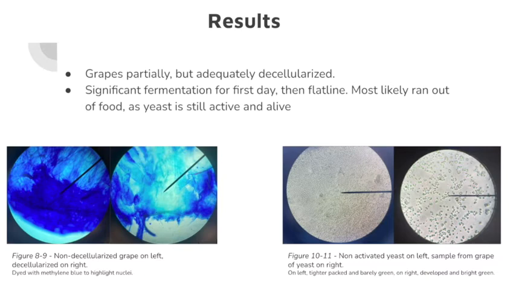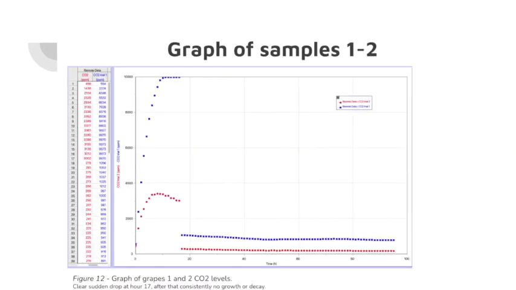For the 2 pictures on the right, the picture on the left is of unactivated Saccharomyces cerevisiae, straight out of the commercial packaging. On the right is a sample from grape number 4. In the sample, you can clearly see that there is developed activated yeast that is still alive, and also that the yeast has spread throughout the entire grape, whereas yeast on the left is densely packed and is only a tiny bit green if you zoom in enough.